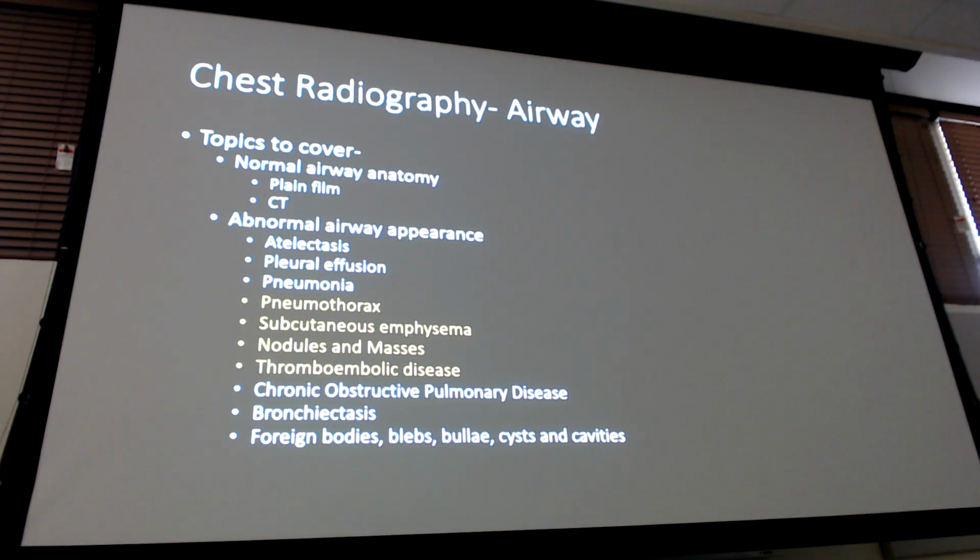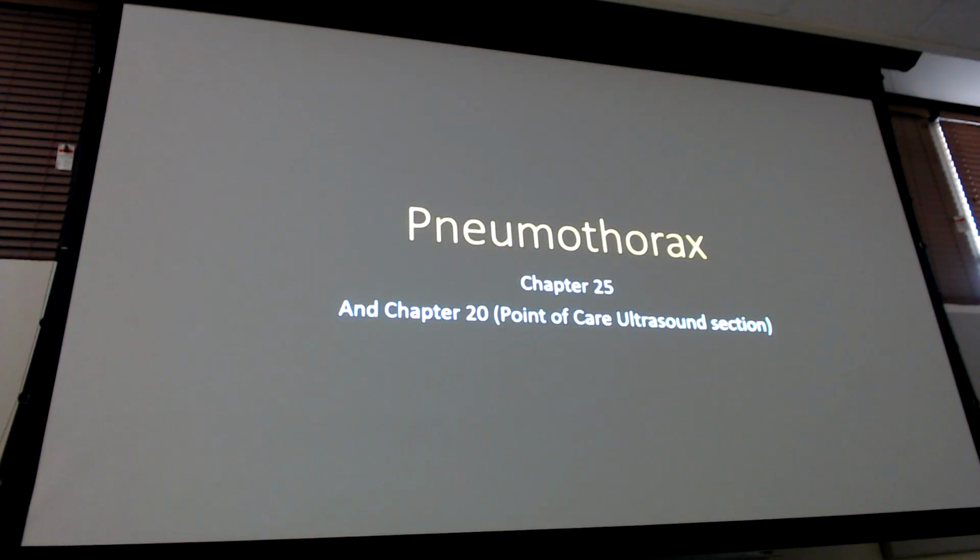Pneumothorax, subcutaneous emphysema, nodules and masses, that's our cancers, and towards the end, our thromboembolic disease, so we're finally going to get into looking at PEs, okay? We just spent the last 3 hours or so looking at different fluid abnormalities, right? Or radiopaque abnormalities on the chest. Now we're going to shift, and we're going to find absence of lung tissue. We're going to talk about the pneumothorax.